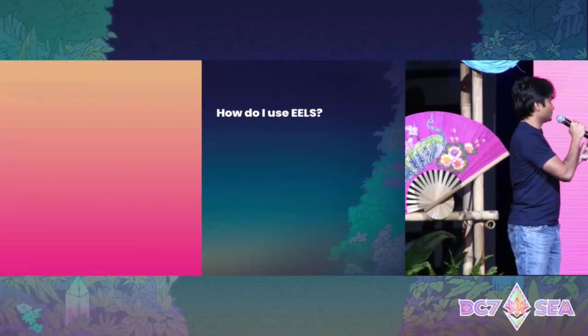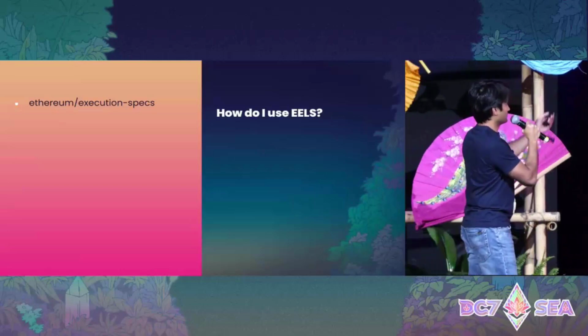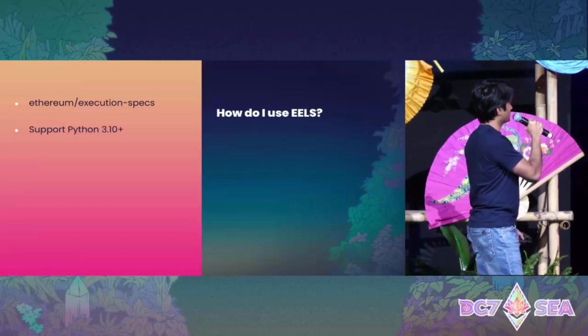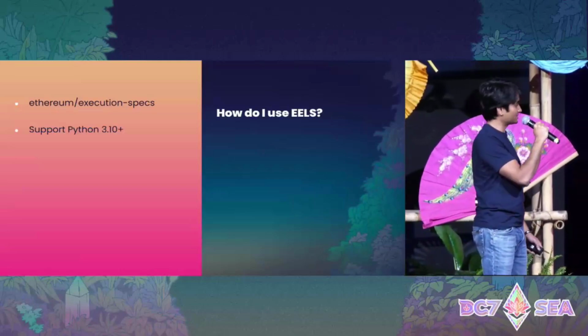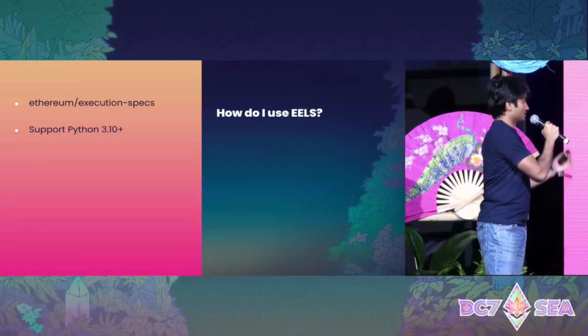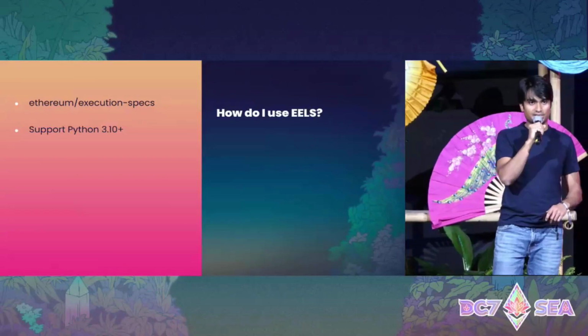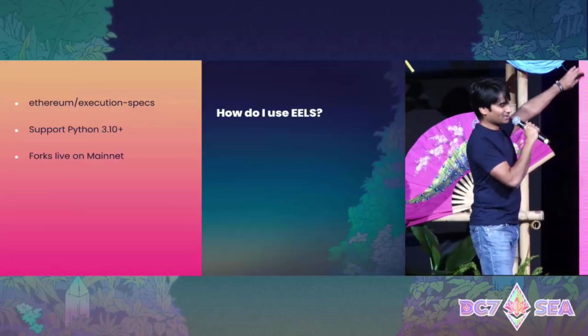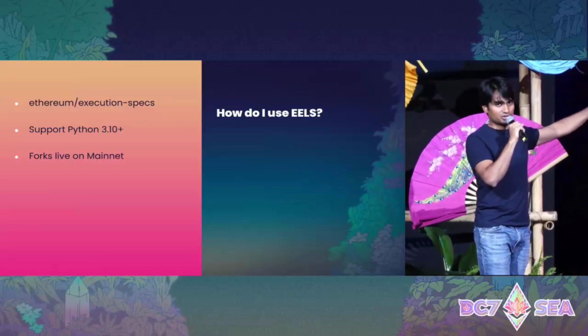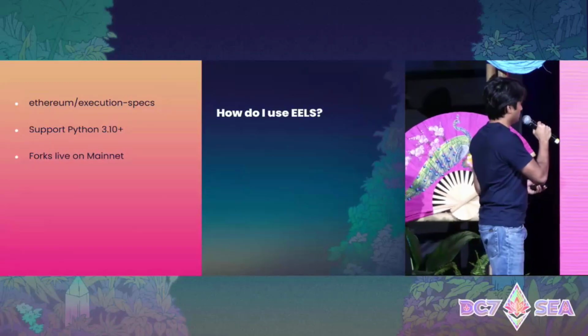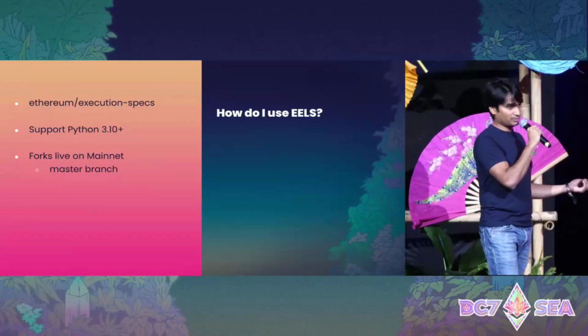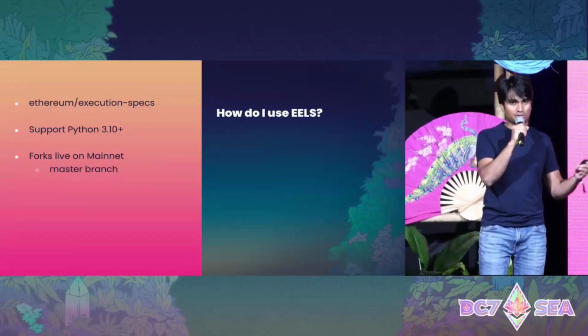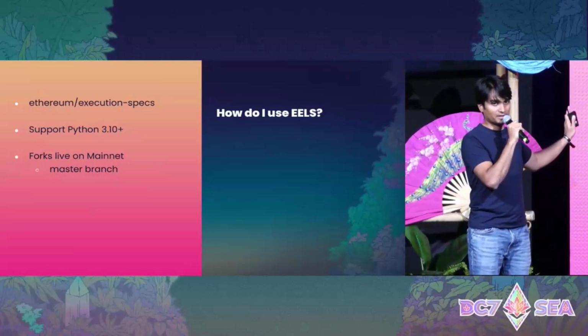Finally, how can you use EELS? Like I mentioned, this is our repository on GitHub, Ethereum Execution Specs. It supports Python 3.10 and above. I'd like to talk a little bit about our repository structure and the folder structure. The forks that are live on mainnet are in the master branch, so that is the stable branch. So right now, this is everything up until Cancun.